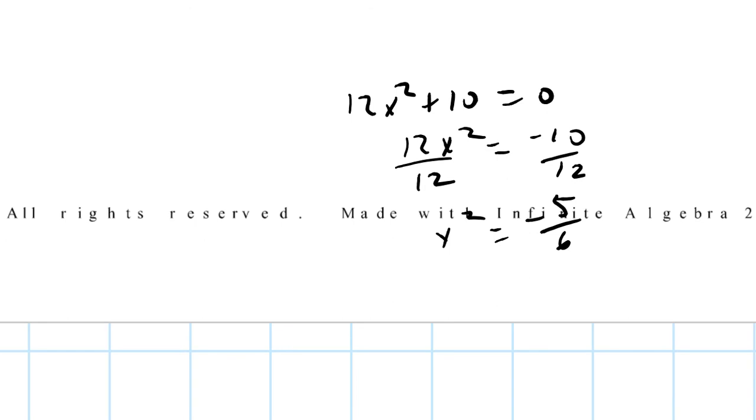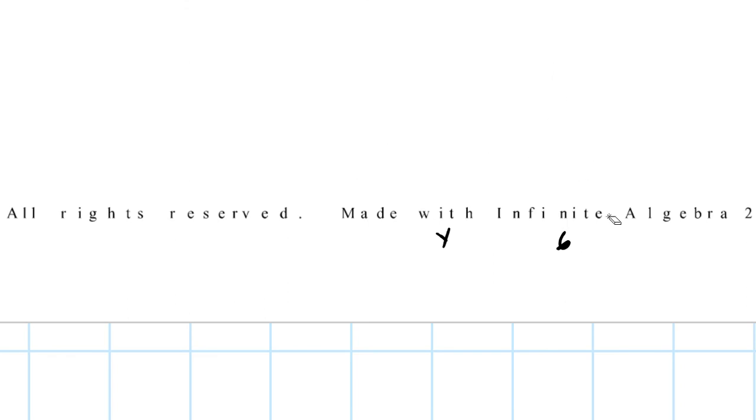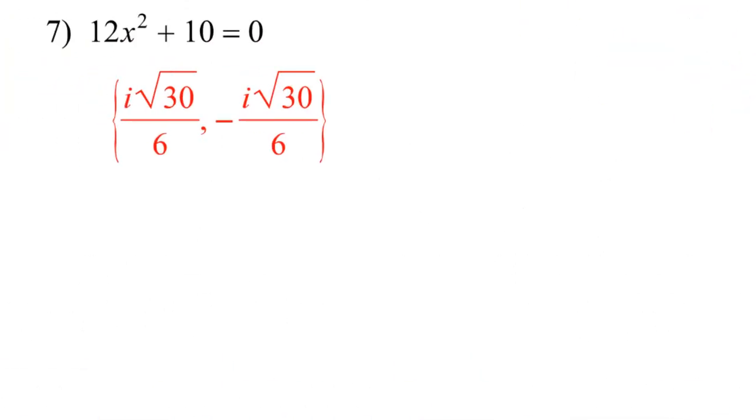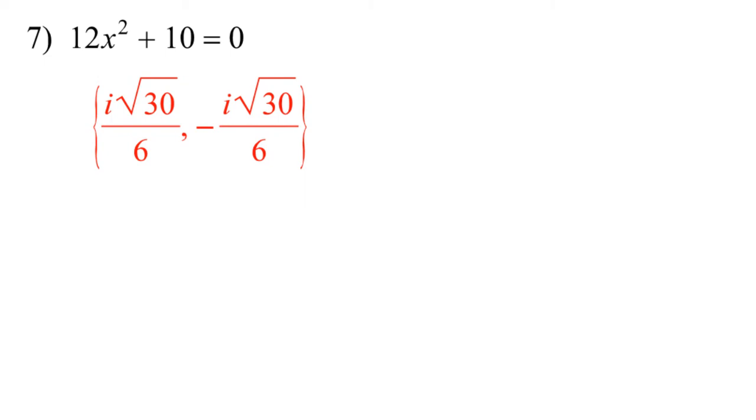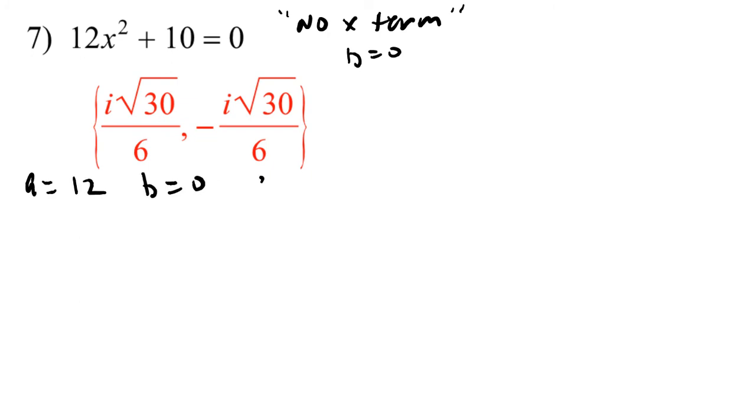But that being said, they didn't ask us to solve by taking the square root. What did they ask us to do? To use the quadratic formula. So there is no x term. Since there's no x term, we make b equal to 0. So a is 12, b is 0, and c is 10.